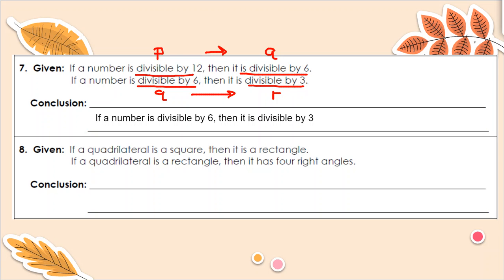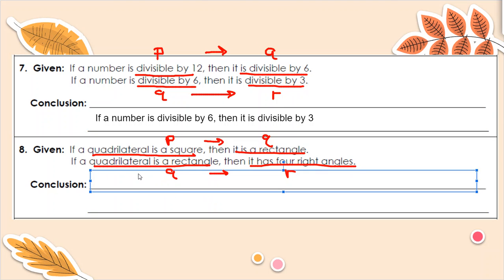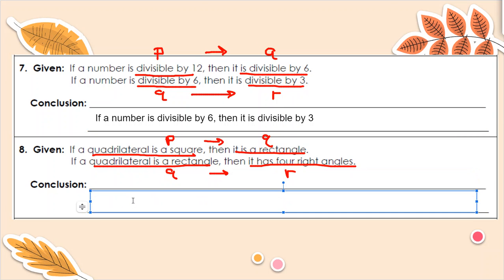So this is a valid syllogism. We have if a quad is a square, so we have ourselves square quad for P, then it's a rectangle for Q, so we should start with rectangle, which we do. And then it has 4 right angles, new statement R. So if P then Q, if Q then R, therefore we can draw the conclusion that if P then R. So if a quad is a square, then it has 4 right angles. Ta-da!